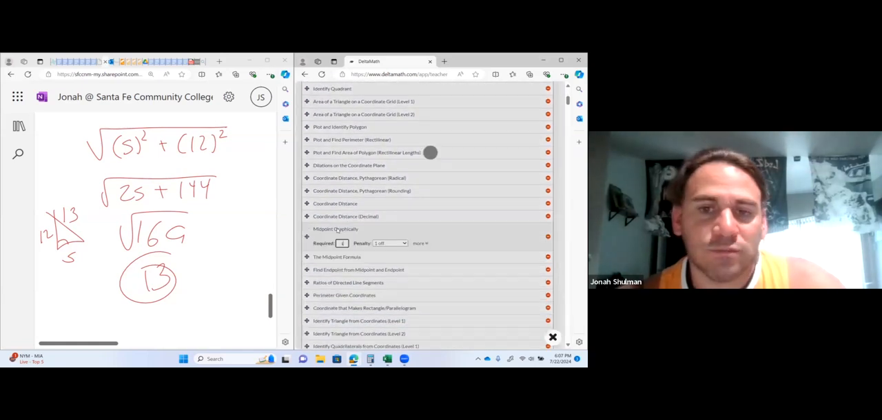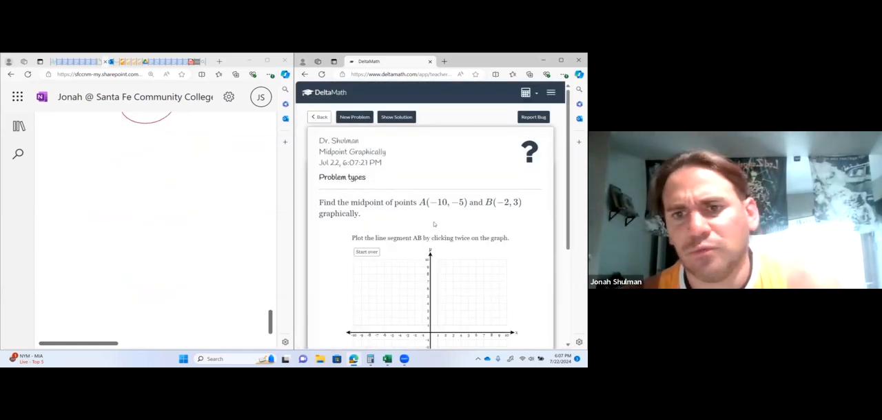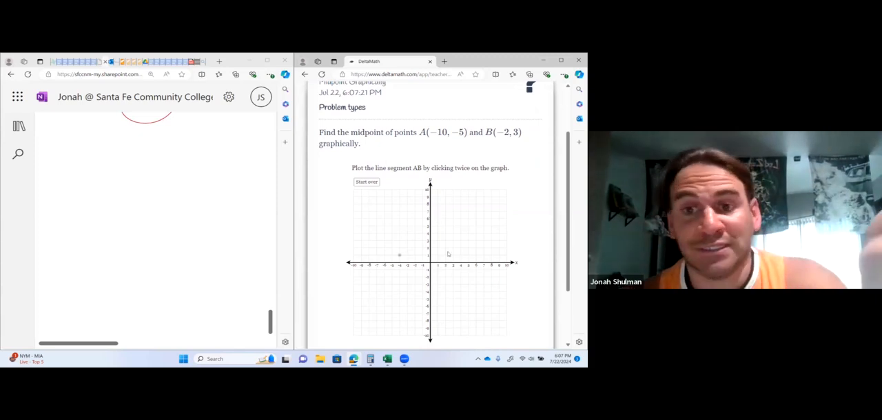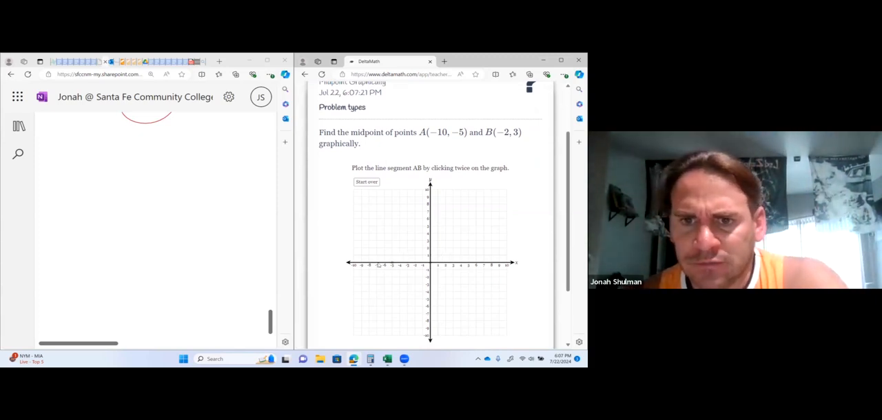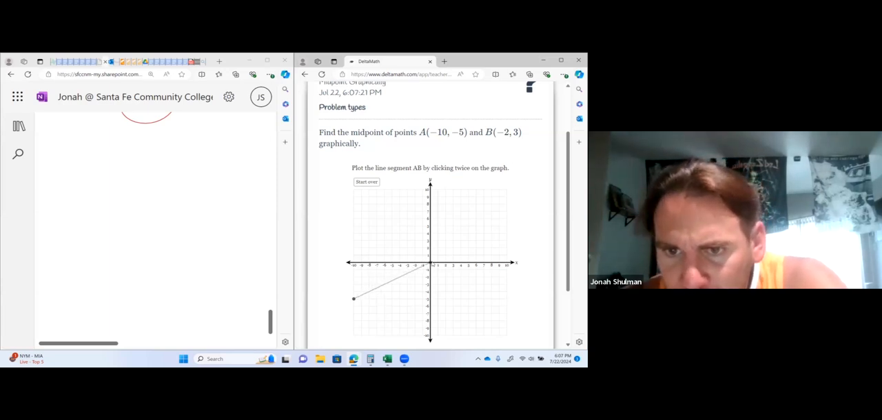So we did this one, now we get to do midpoint. So distance and midpoint are probably the most common geometry things that you can show a student. The middle and the length. So here's -10, -5. Oh, get out of here. -10, -5. We also have -2, -3.